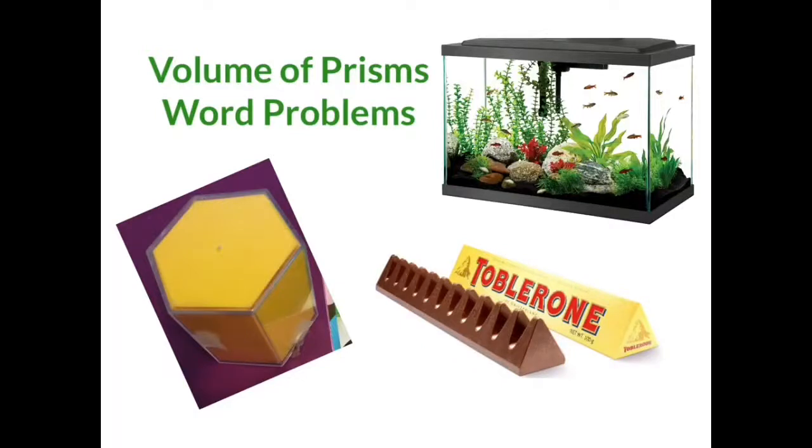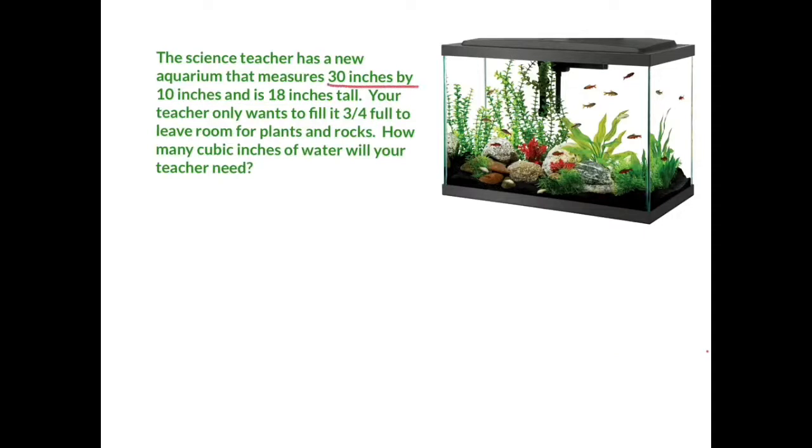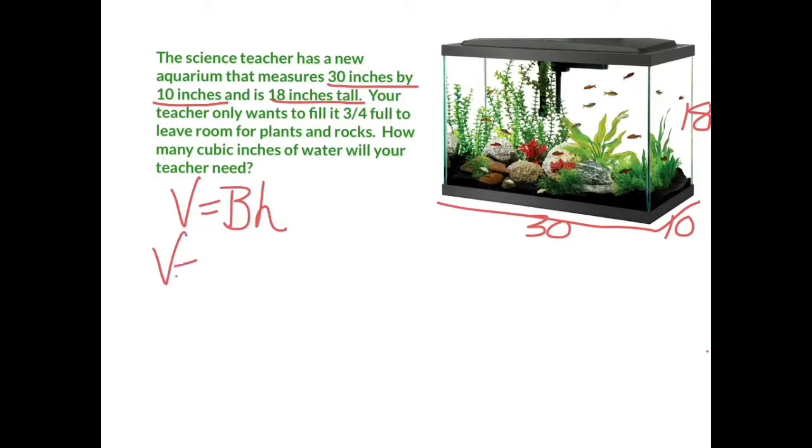Volume of prisms in word problems. So the first thing we want to talk about today is an aquarium. Let's say you have an aquarium that's 30 inches by 10 on the bottom, so 30 across, 10 going deep, and 18 inches tall. But your teacher only wants to fill it 3/4 of the way full. So let's find the total volume first.